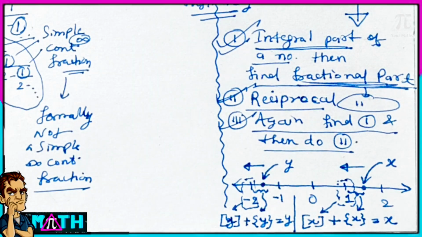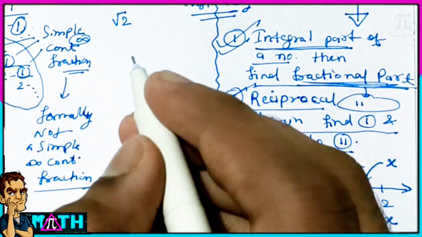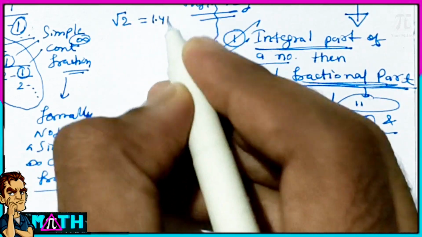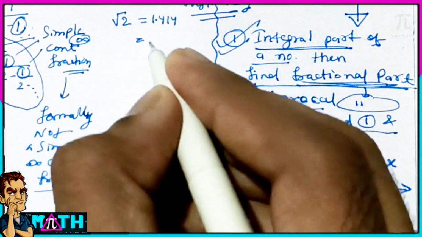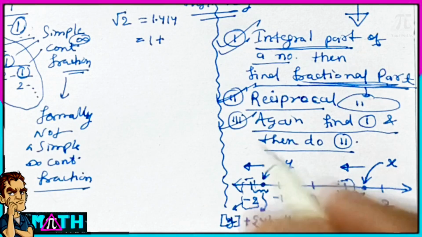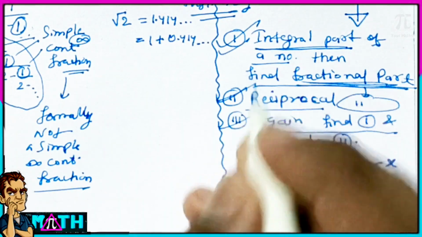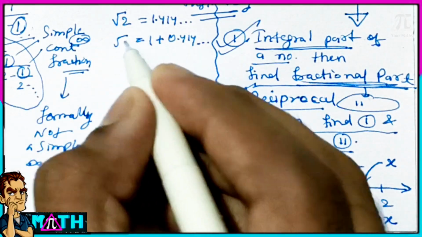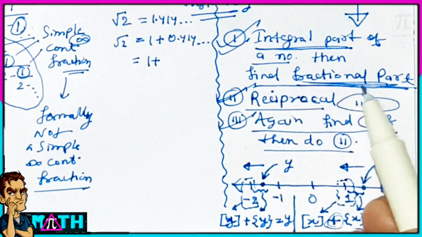Now let's apply the Euclidean algorithm to an irrational number. Let's say we have root 2, which is 1.414. Here the integral part is 1 plus the fractional part, 0.414, and it goes on. Now we have found the integral and fractional parts and written them like this as well. So the first step is completed.